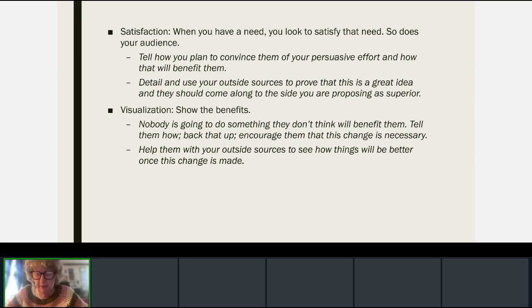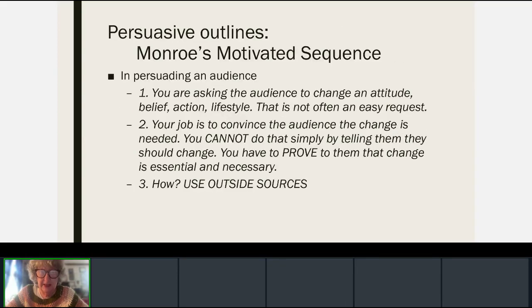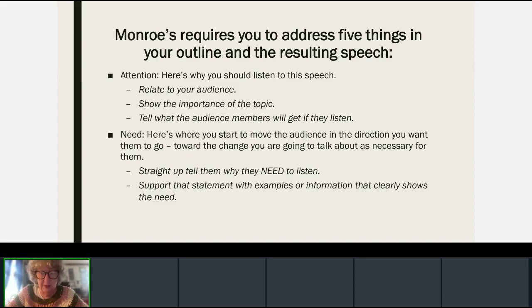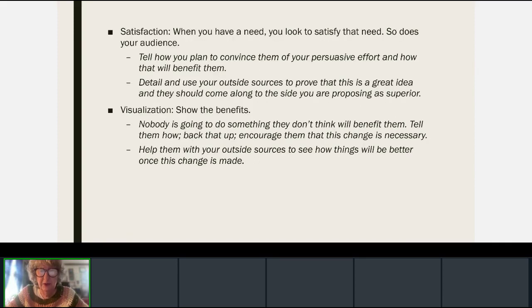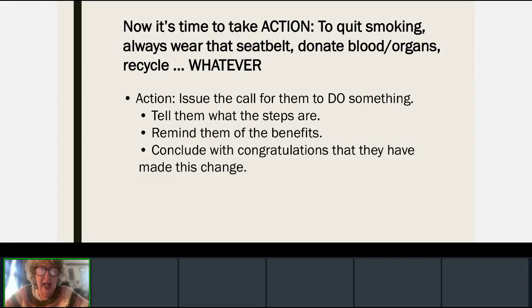So we've come from the attention position. That's where we get started. Tell them the need. Move to this what's in it for me, the satisfaction sort of feeling, and then we're going to visualize ourselves as non-smokers, or as recyclers, or as people who donate blood, or something along those lines.